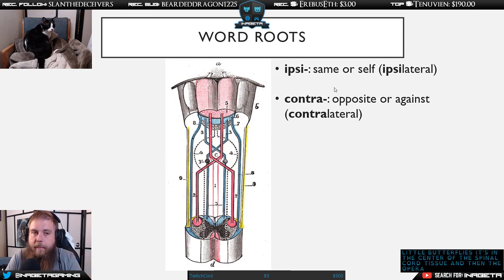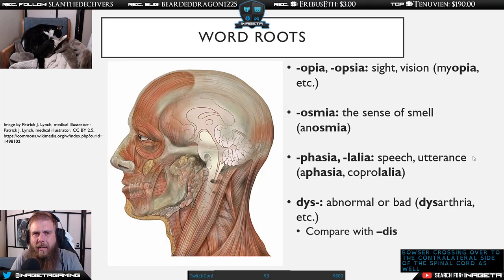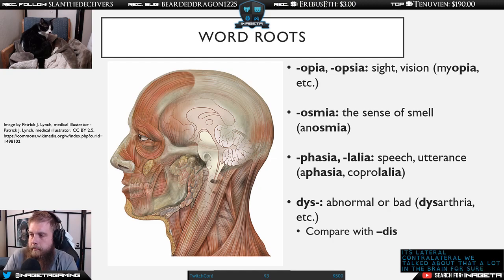And then the opposite of that would be contra. Contra means opposite or against. So the contralateral would be the opposite side. This red fiber here is crossing over to the contralateral side of the spinal cord. And same with this one. These blue fibers in the back here are crossing over to the contralateral side of the spinal cord as well. Okay, and that's that. Pretty easy ones. We use those a lot. Ipsilateral, contralateral, we talk about that a lot in the brain, for sure.